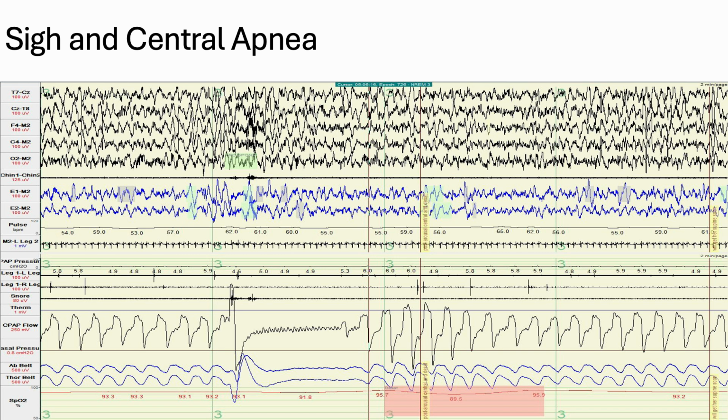So sometimes central apneas can occur after a sigh. If you see at the beginning we have normal breaths, this is a CPAP. No obstructions, the belts are in sync and they're normal, no snoring. Then 2 or 3 times bigger breath in and out, and then a central apnea. There was an arousal there, and so sighs are normal physiological features during sleep.